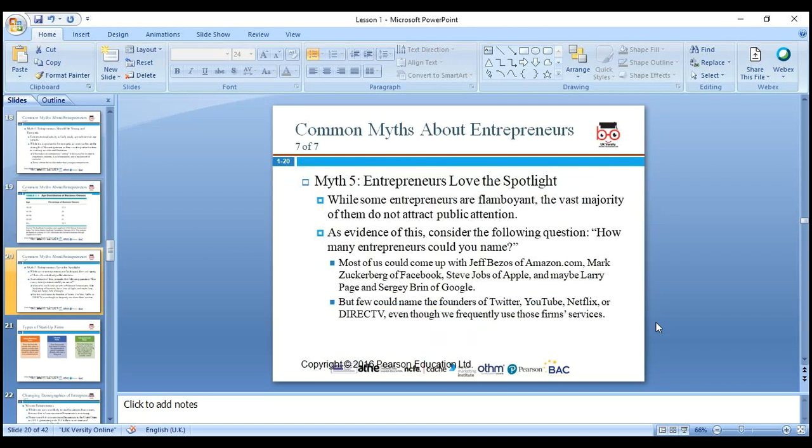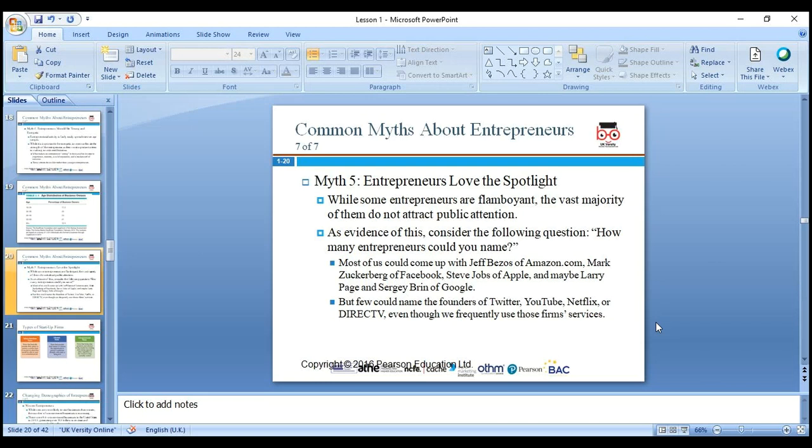Some entrepreneurs love the spotlight, but the vast majority of them don't attract public attention. The evidence of this: consider the following question, how many entrepreneurs could you name? Most could come up with Jeff.